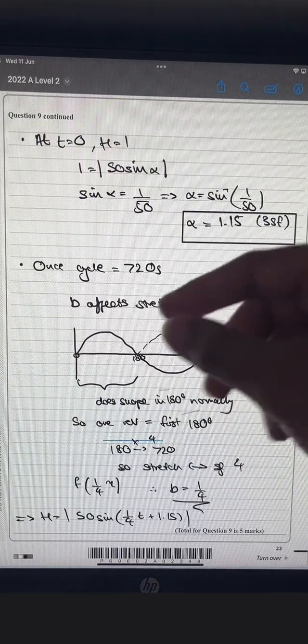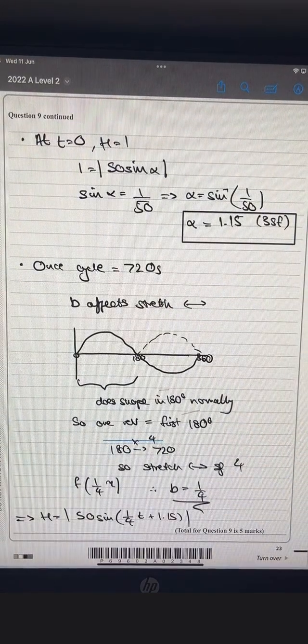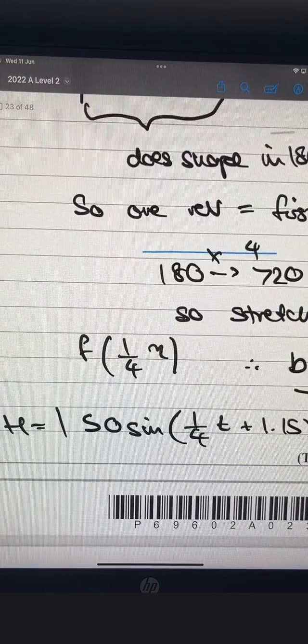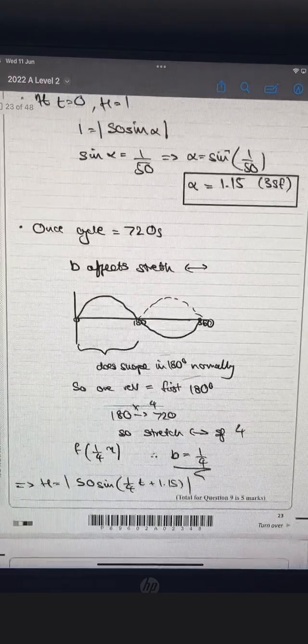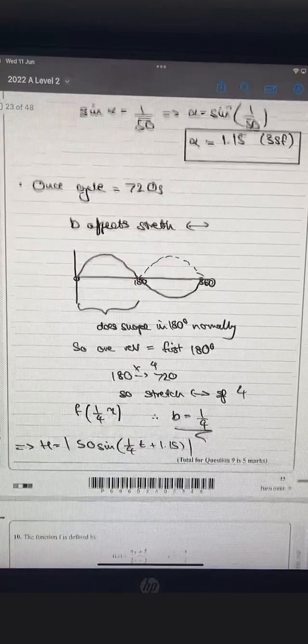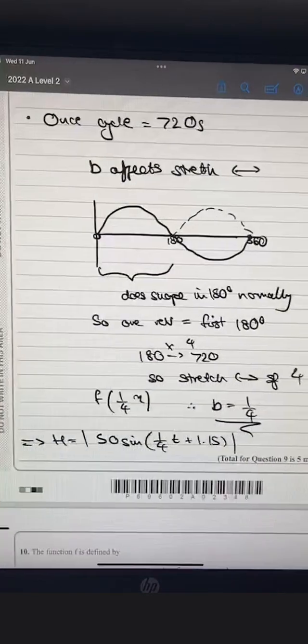So imagine you've got this and you're pulling it 4 times across. That is one bounce. So 180 to get to 720 is multiplying by 4, which means that you're transforming your function f of x to f of 1/4 x, because remember x is illogical, which means that b is 1/4 because that's the coefficient of t, which is like our x in this one. All right, so then I just put it all together and then I get that as my equation.